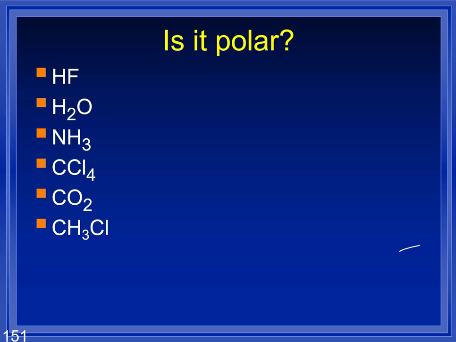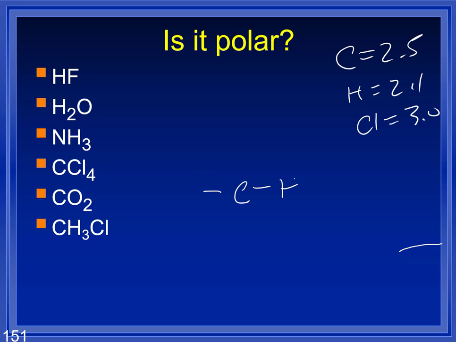What about CH3Cl? Well, then I actually have to see what's bonded to each other. Well, carbon was 2.5, H was 2.1, Cl was 3.0. So the carbon makes 4 bonds. I could hook on the 3 hydrogens and then hook on the chlorine. So the types of bonds I have to worry about are the CH bonds, and the CH bonds are nonpolar. That's a difference of 0.4. The Cl bond is polar, 0.5, right? So the Cl is a little bit negative, and the carbon is a little bit positive.